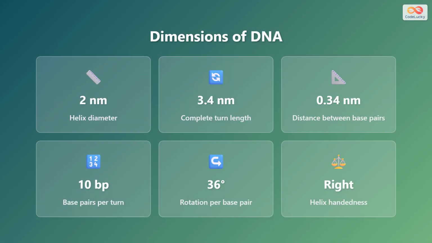The DNA double helix has very specific measurements. The diameter of the helix is approximately 2 nanometers across. One complete turn of the helix measures 3.4 nanometers in length. The distance between each pair of bases is 0.34 nanometers. There are 10 base pairs in each complete turn of the helix. Each base pair is rotated 36 degrees relative to the adjacent pair. The DNA helix twists to the right, which we call right-handed helicity.